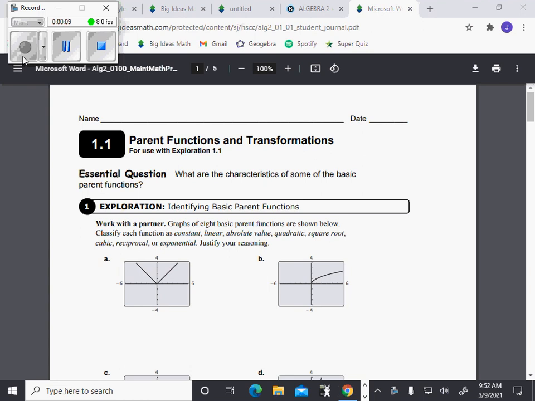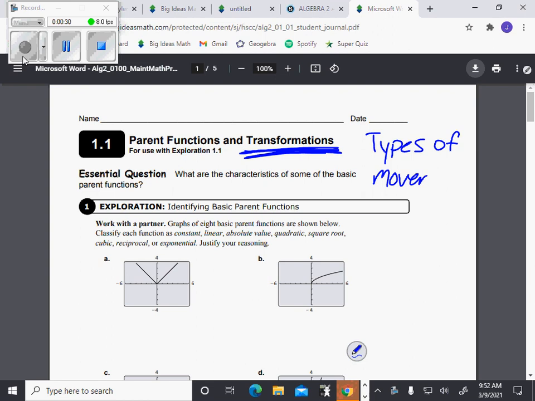Chapter 1, Section 1 is all about parent functions and transformations. We learned about transformations in geometry. Transformations is a fancy word for types of movement. Okay, so we're going to be taking our parent functions and moving them, or transforming them, into a new function.